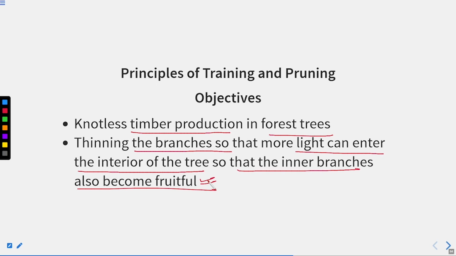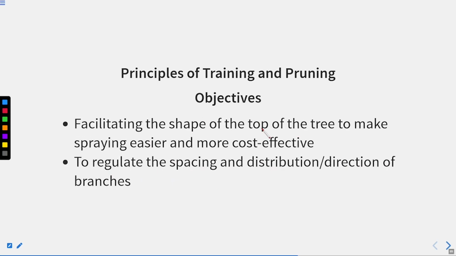When the branches get thin, the light can enter inside of the tree also. The flies can enter inside of the tree also, and they can help in the process of pollination. Facilitating the shape of the top of the tree makes spraying easier and more cost effective. We can give a proper shape to the top of the tree, right? So that the spraying of the different fungicides or pesticides will become easy.